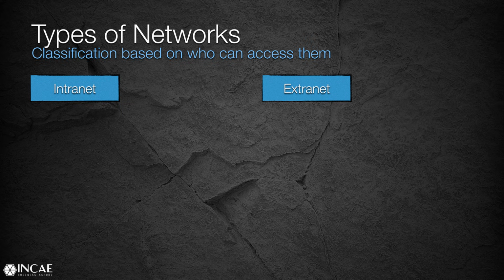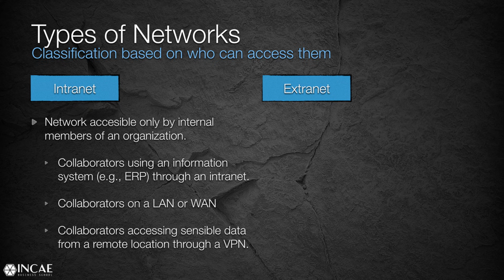Two further ways of referring to networks you might have heard of are intranets and extranets. These are nothing more than another way of classifying networks, but now based on who can access them. The names are fairly intuitive, but let me elaborate briefly on them. An intranet is a network accessible only by internal members of an organization. So these are standard collaborators.